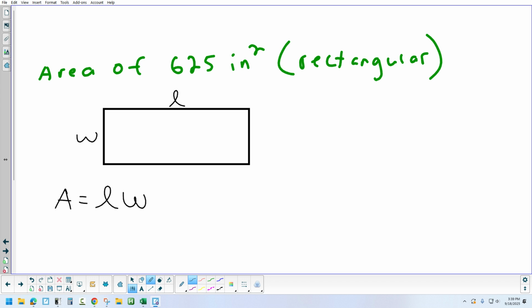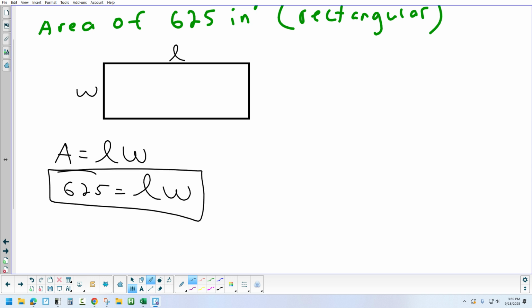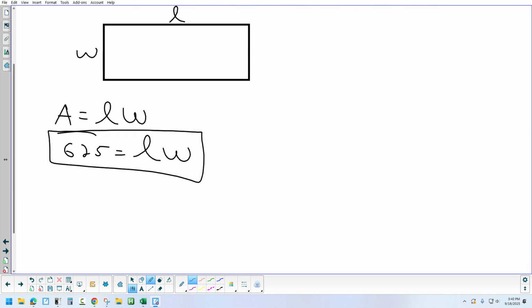And then all we can do is fill in what they gave us. Where would the 625 get filled in? The A spot. So 625 equals length times width. Okay, and that's all I wanted you to do. Now, the next part, question 26, says solve for L. How would you get L by itself in that equation? Divide by W. So 625 divided by W equals L.